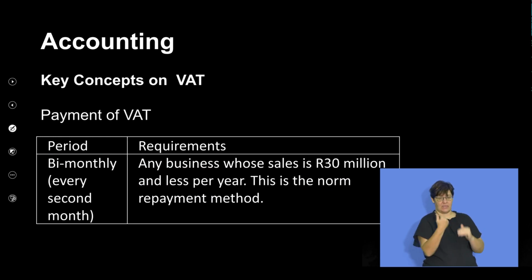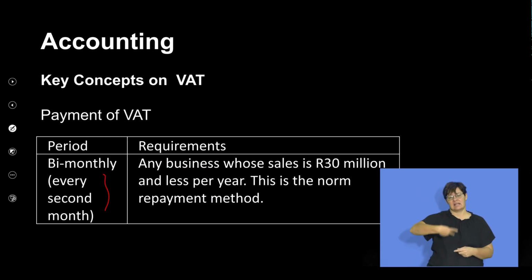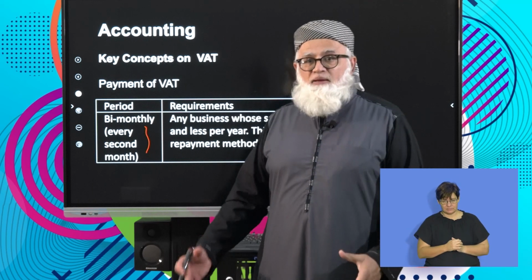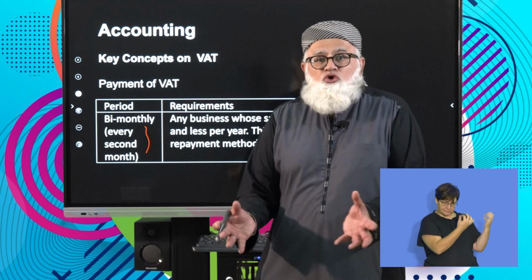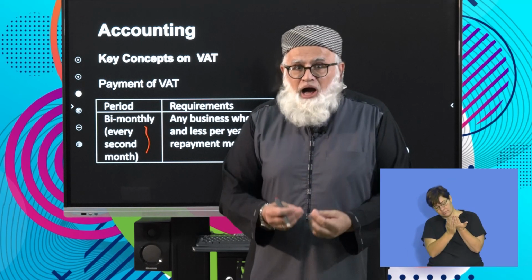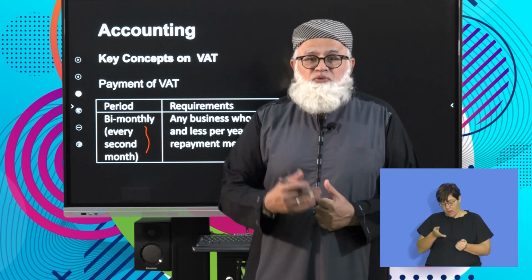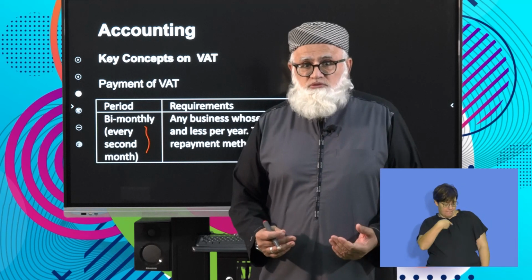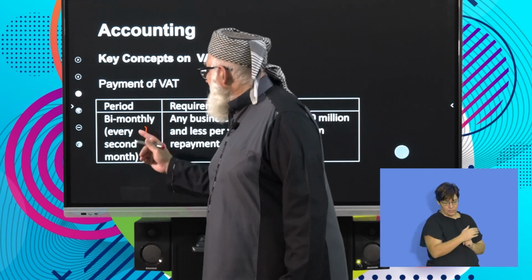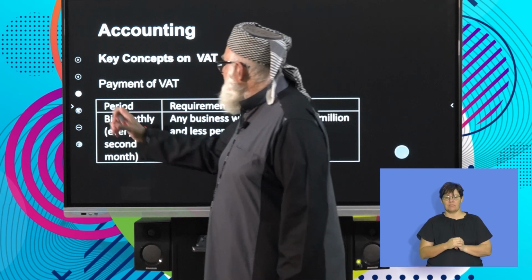Then you get bi-monthly, every second month. Any business whose sales is 30 million and less per year, this is the norm. Basically, in most businesses you would find that they do a bi-monthly return. That means every second month they do a return to SARS, because remember, you have to submit your figures to SARS, proving how you have arrived at a certain figure which is due to them or due to you, right? So the second one that we deal with here is your bi-monthly or every second month return.